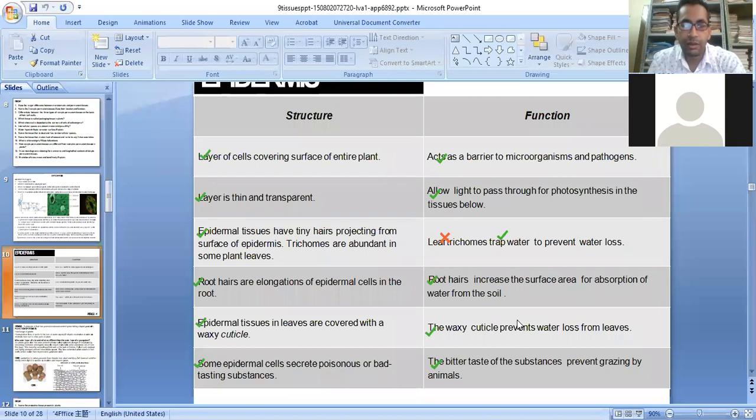Basically, 3 points we have covered in this. It forms a protective layer. It prevents the plant from heat. It prevents the plant from cold. It prevents the plant from infection, from pathogens, fungus. Secondly, it forms a waterproof substance called cutin. Thirdly, it increases the surface area for the absorption of water.